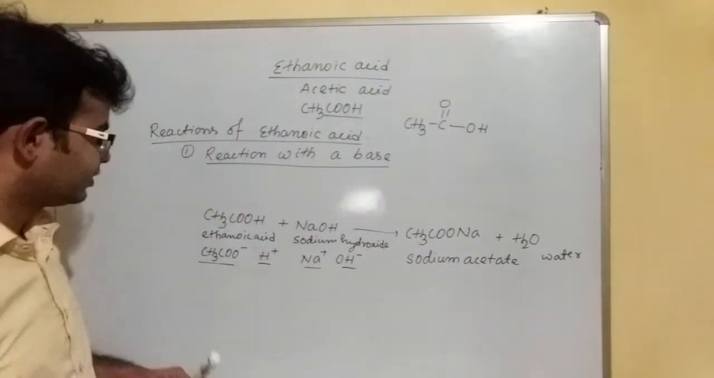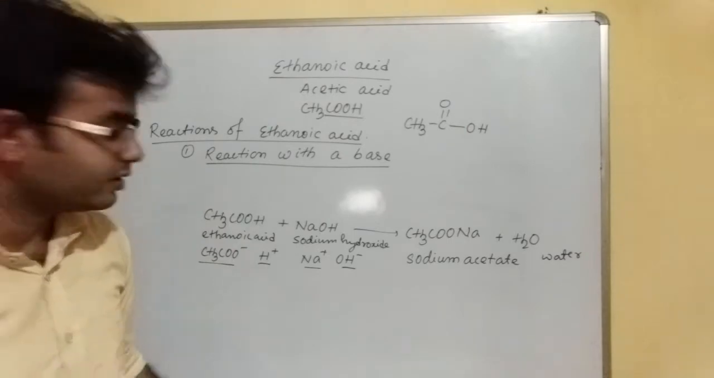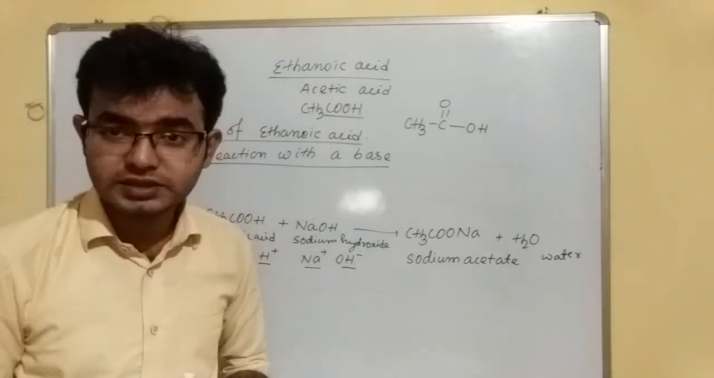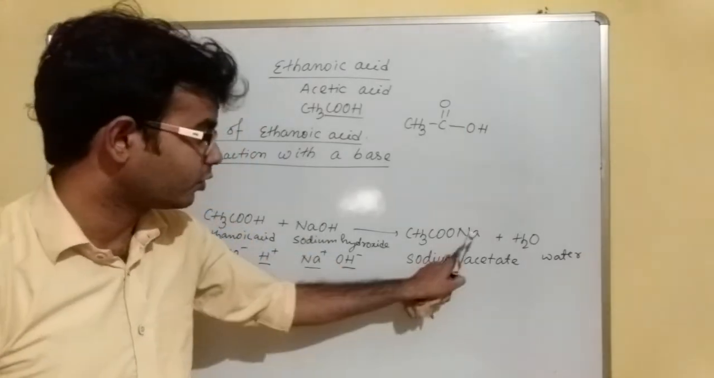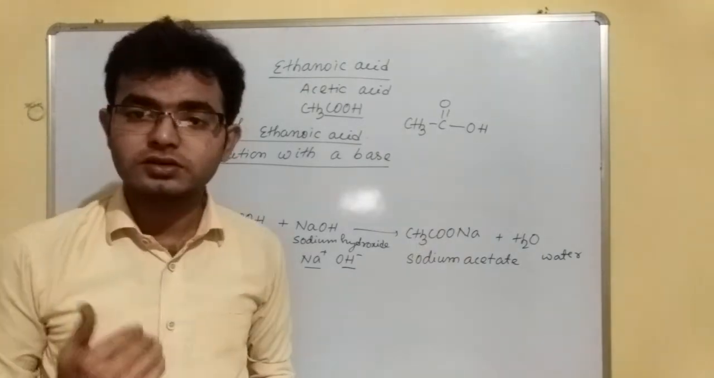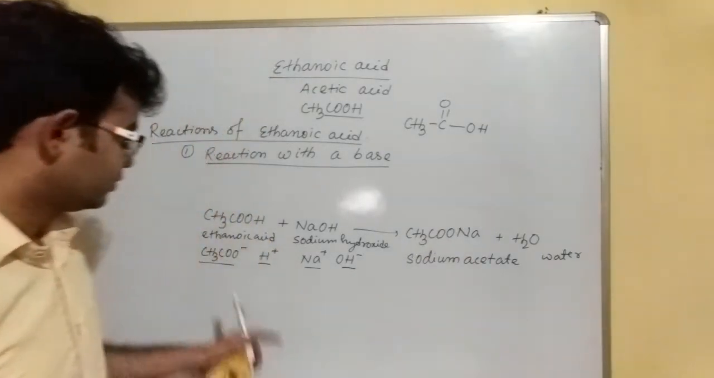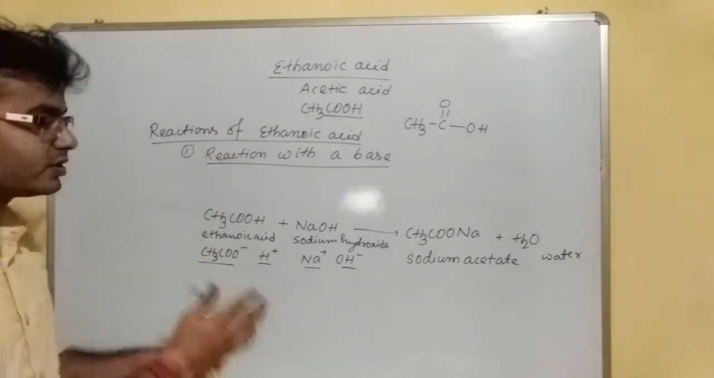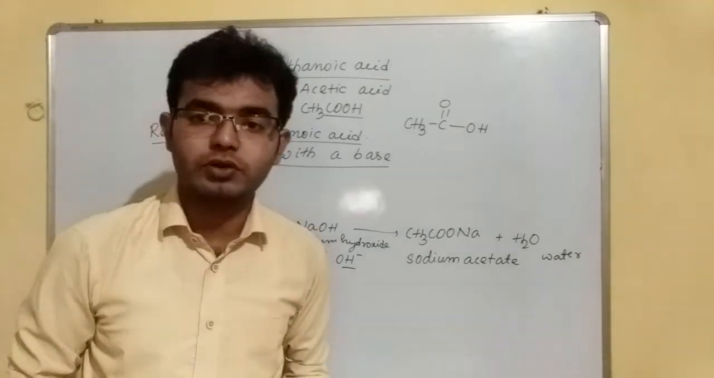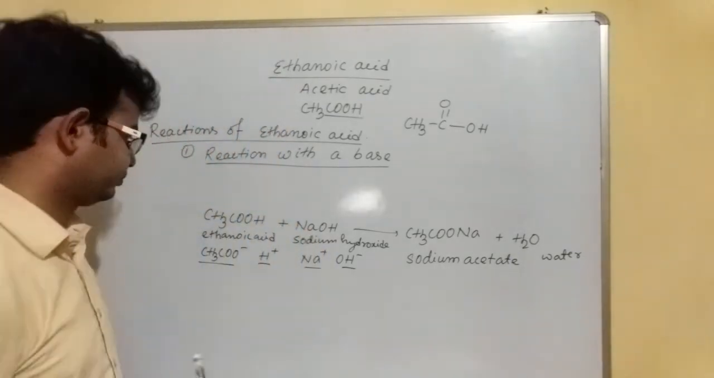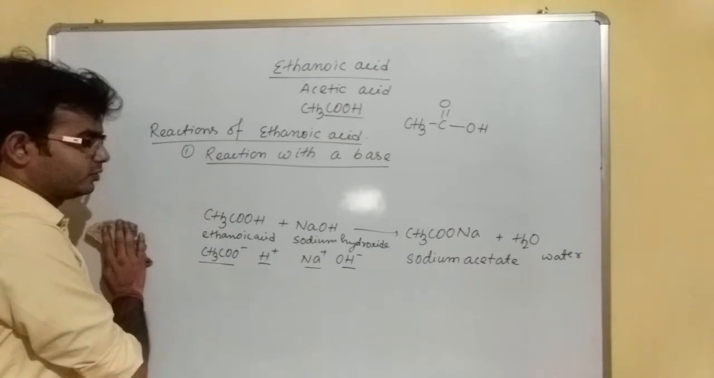So it is clear that ethanoic acid is an acid, and NaOH, sodium hydroxide, is a base. So acid plus base will form salt plus water. So sodium acetate is the salt here. Okay. So CH3COOH plus NaOH will form CH3COONa plus H2O.